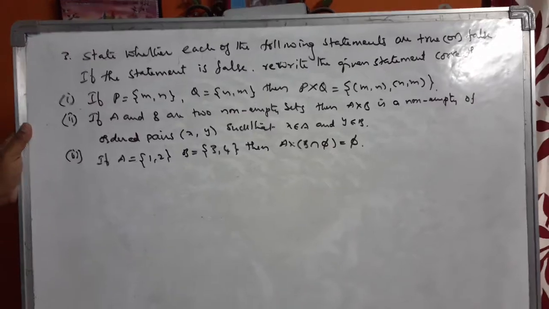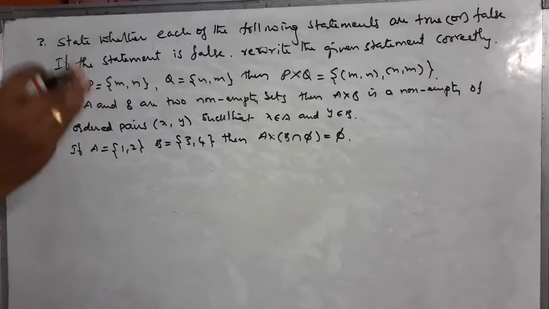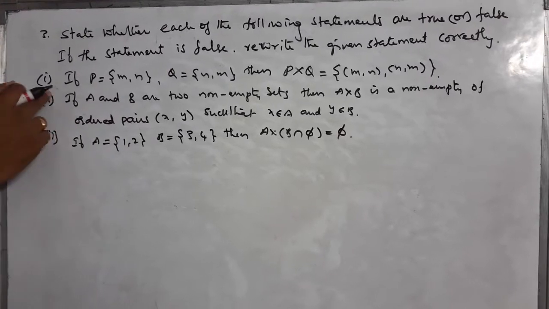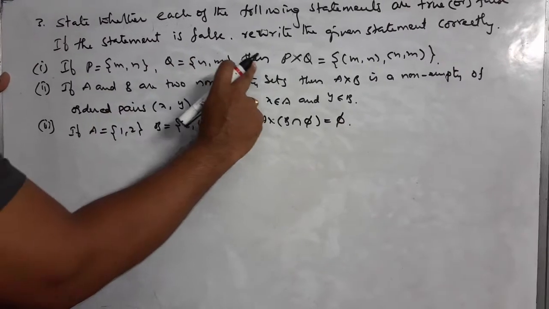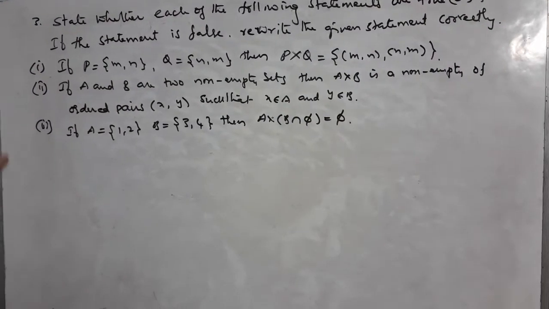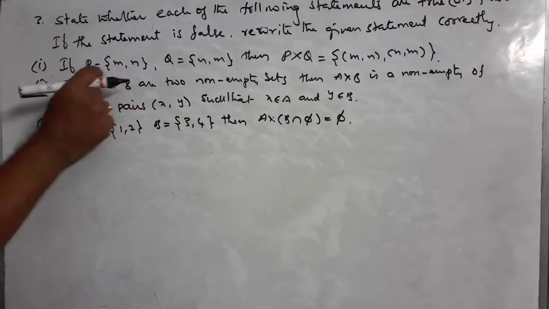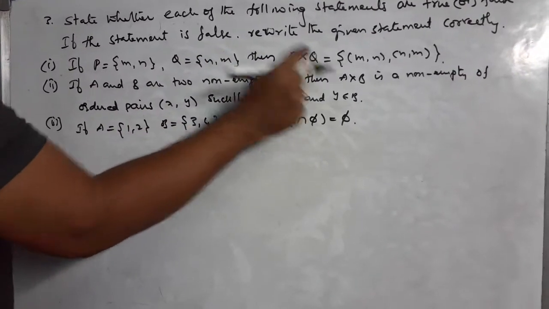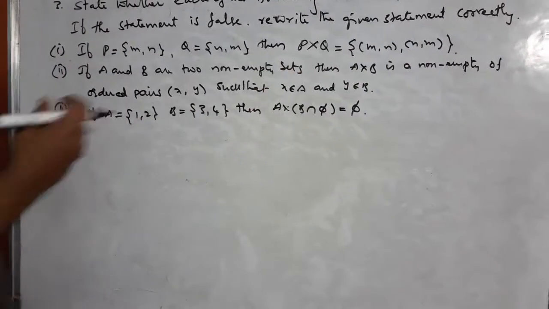Third problem: state whether each of the following statements is true or false. If the statement is false, rewrite the given statement correctly. So we have to check whether it is true or false. Here, given P is {m, n} and Q is {n, m}, then P cross Q is equal to {(m, n), (n, m)}. So here P contains 2 elements, Q contains 2 elements. n(P) is equal to 2, n(Q) is equal to 2. So n(P × Q) will be 4, 2 into 2 will be 4. But it is given only 2. So this statement is wrong.